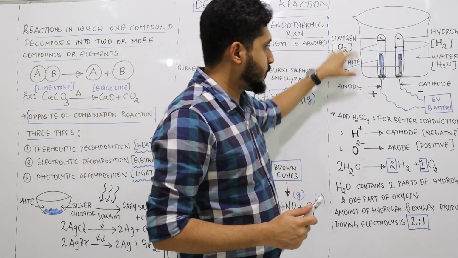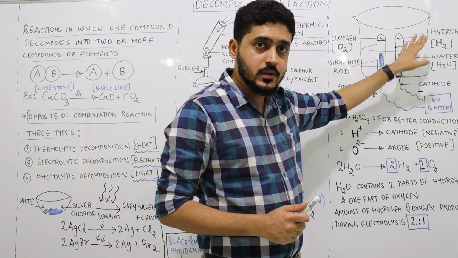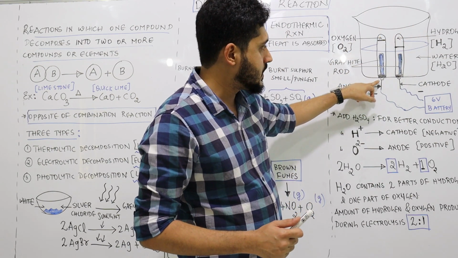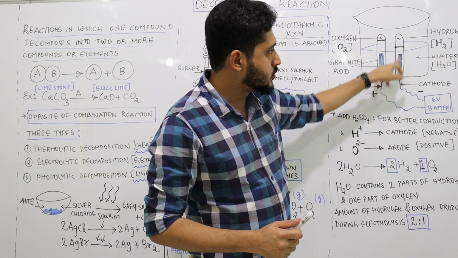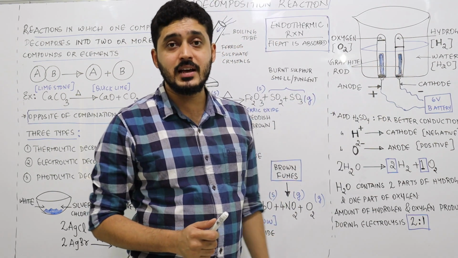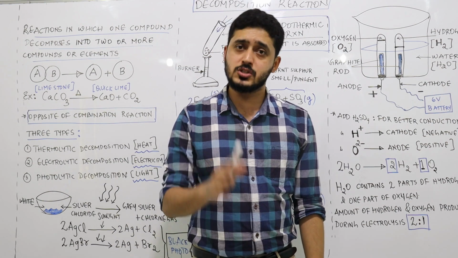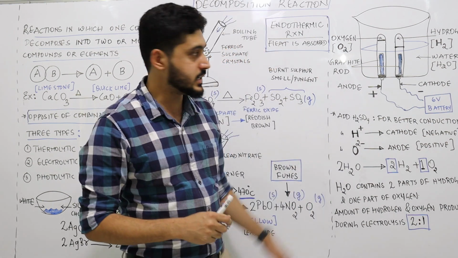Now here there is a setup drawn. You have a plastic mug. In that you have a rubber cork. Using that rubber cork you fix two electrodes. These electrodes are graphite electrodes. Why use graphite electrodes? Those are very good conductors of electricity.